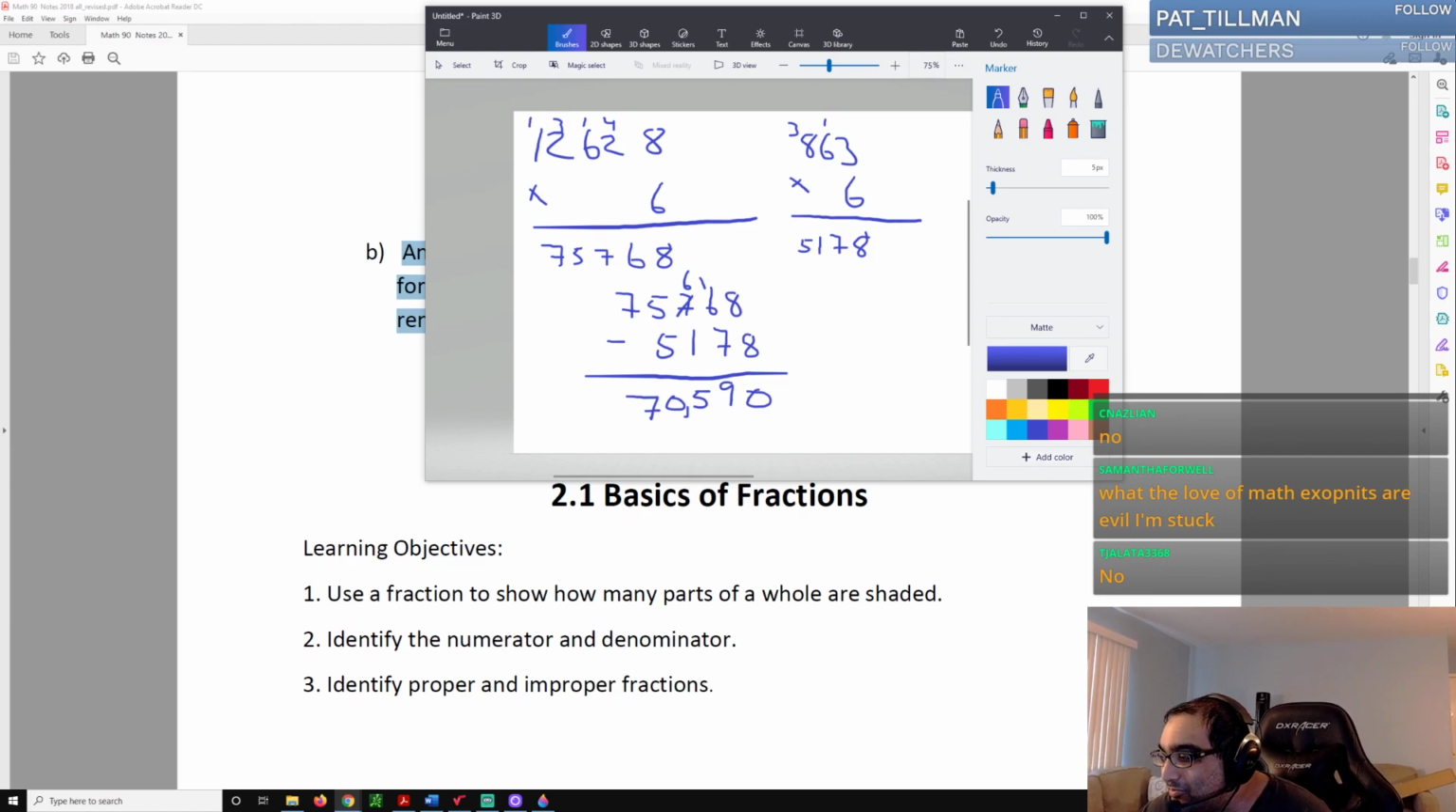For the love of math, exponents are evil, you're stuck. Oh no. If you need help with some exponents there, we can go over a couple examples.